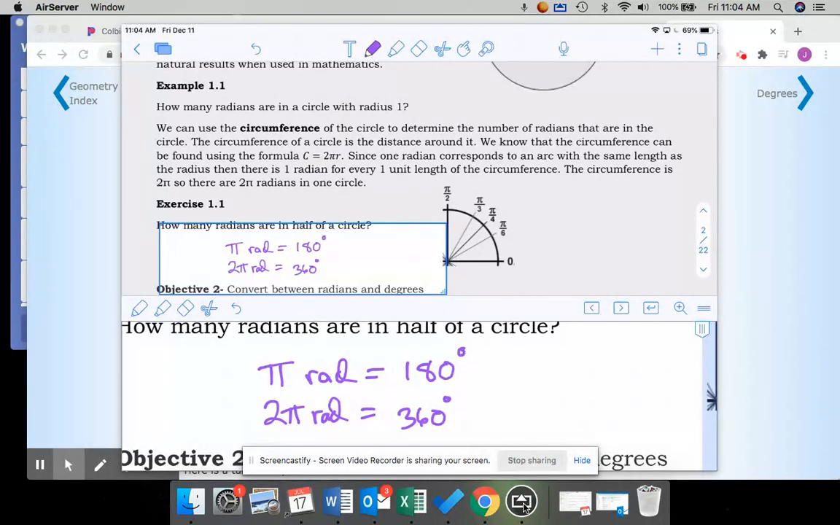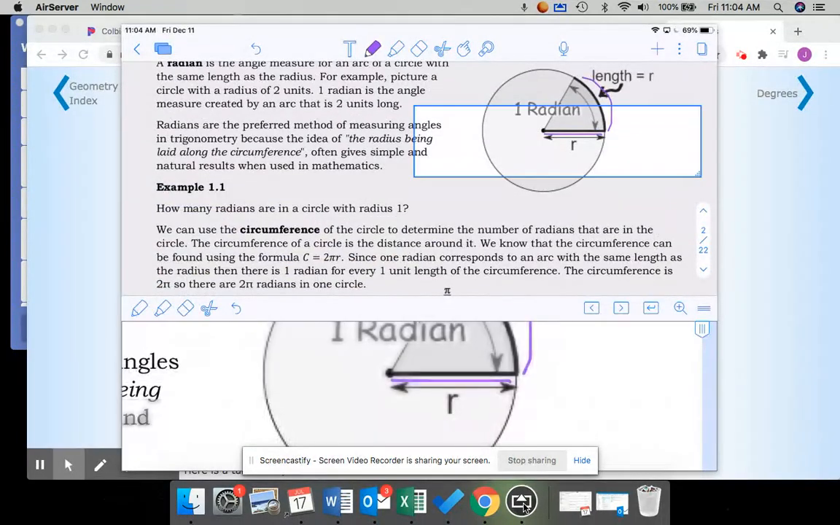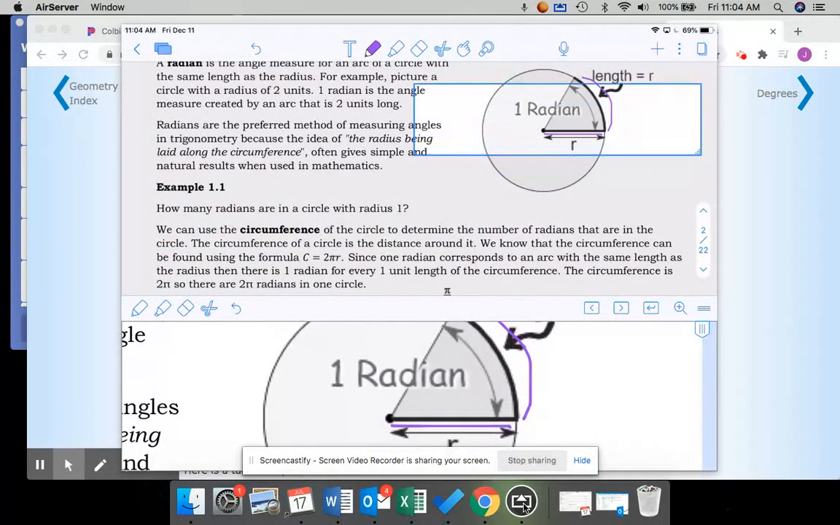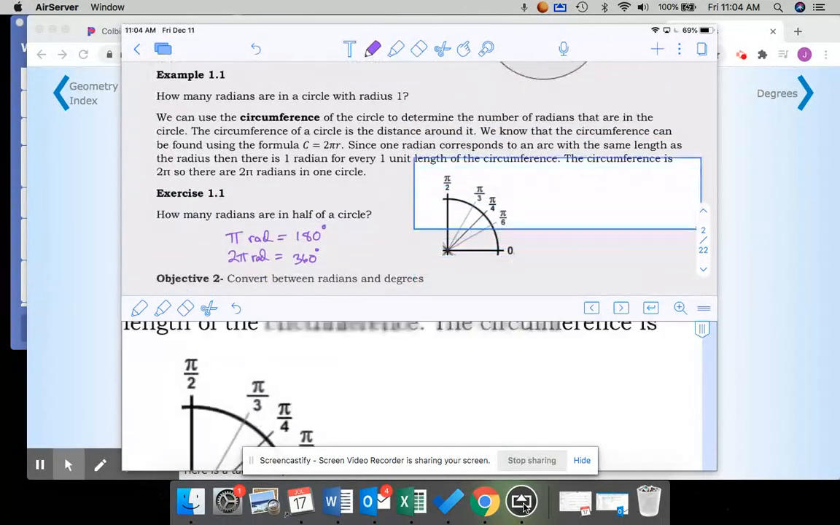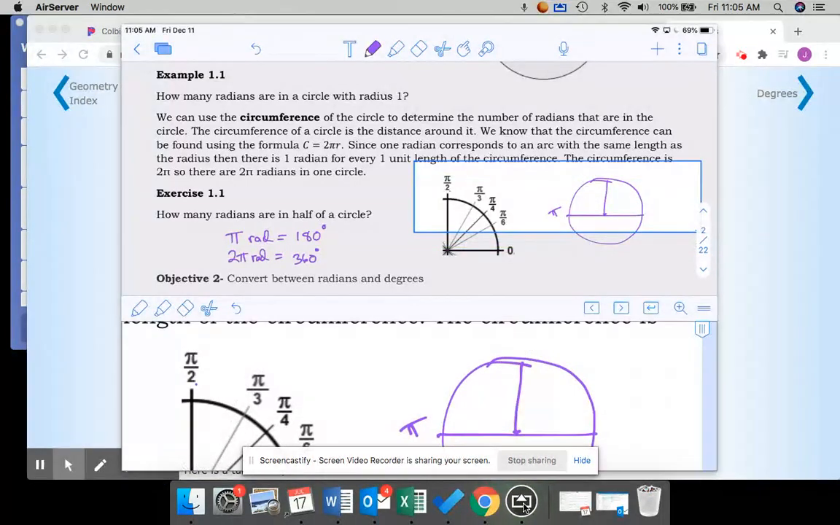Now, if you take that circle and you further divide it, we start dividing that pi in half. Actually, let's draw a circle down here. We'll draw a fairly good circle. Here is that pi radians. The whole thing would be pi. If I cut that in half, I'm going to get pi over 2.